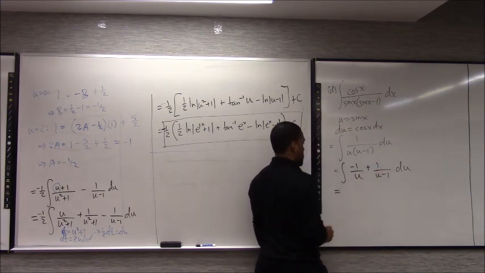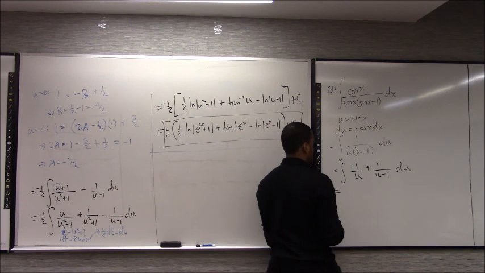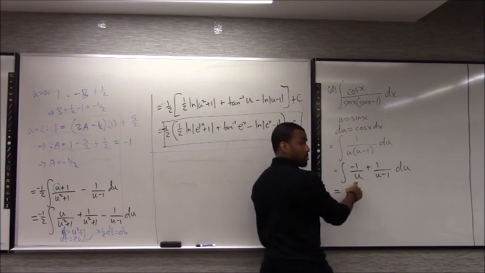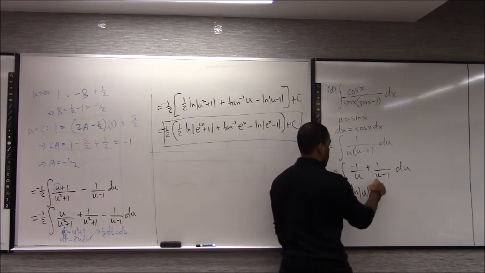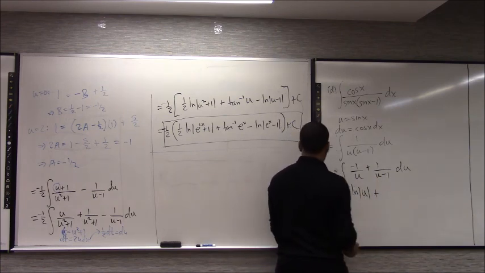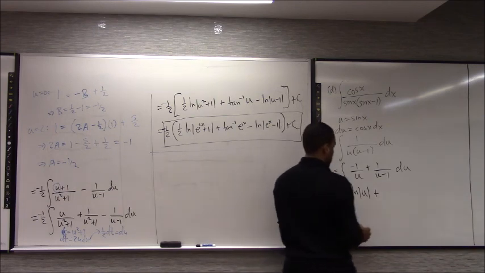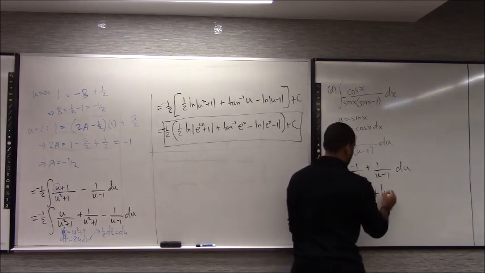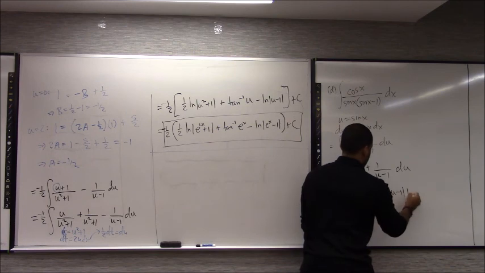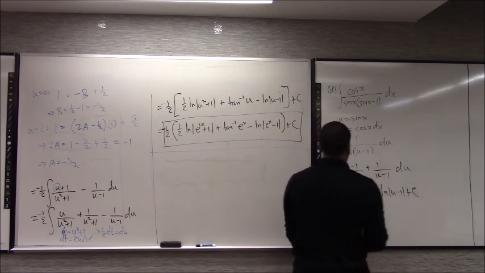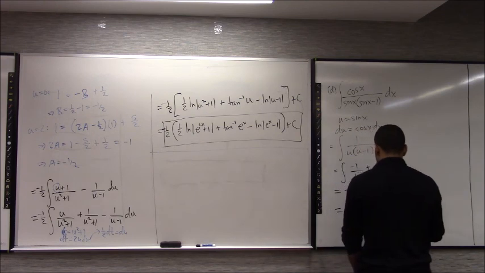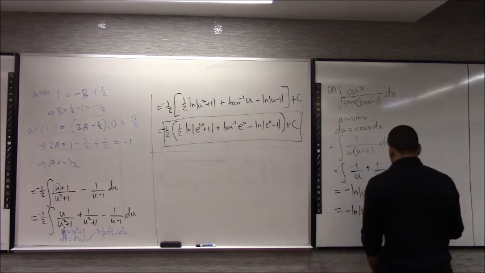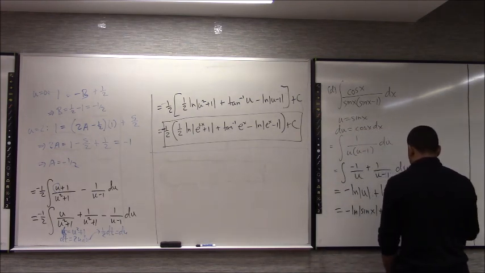Okay, integrate this. That'll be ln... no, wait, sorry. Minus ln of absolute value of u, plus ln of absolute value of u minus 1. And u was the sine function, so it's minus ln of sine of x plus ln of the sine of x minus 1.